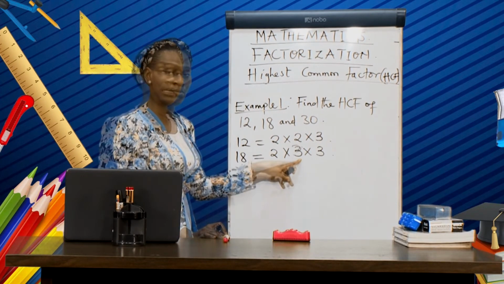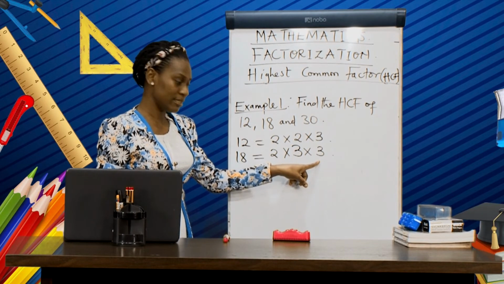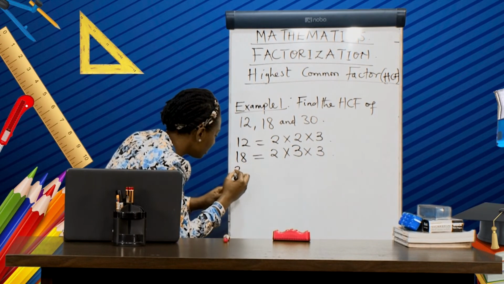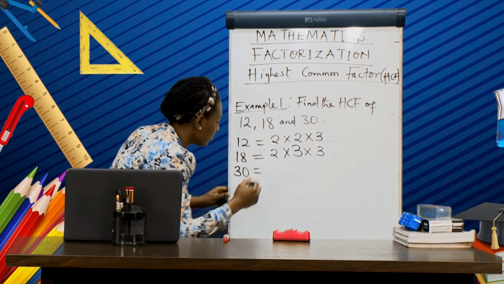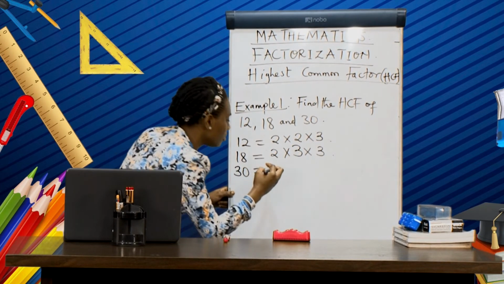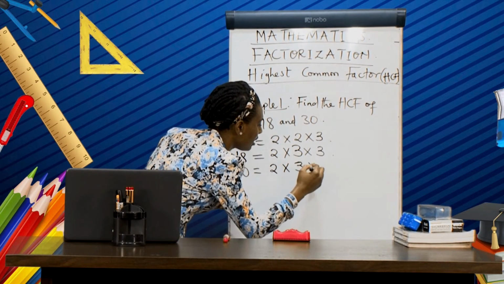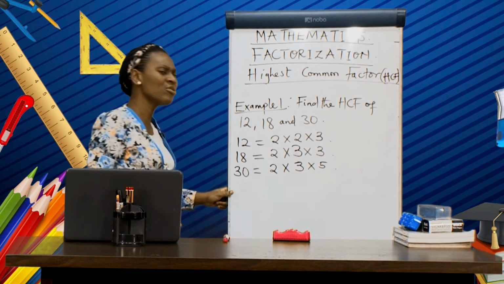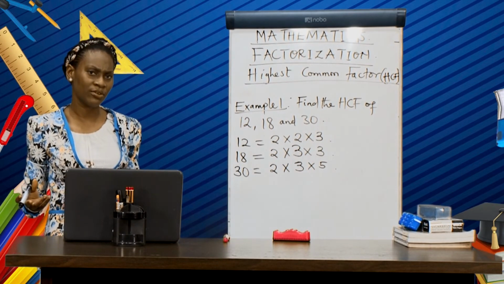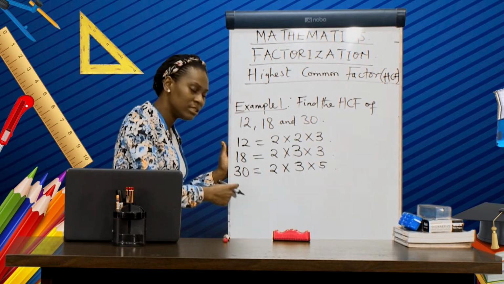2 times 3 is 6. Then 6 times 3 is 18. Then the last one, which is 30. So we have 30. 30 can be broken down into 2 times 3 times 5. So how do we find the highest common factor here? We look for the number that is common to the three of them.